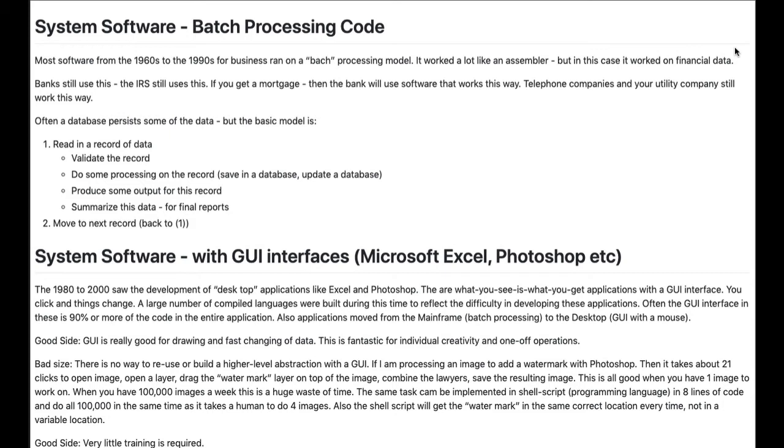But the piece of system software I want to look at is an old architecture called batch processing. And lots of stuff, even today, uses this model. If you looked at the way that the assembler works and our microcode machine, they would fall into this general category of batch processing types of things.